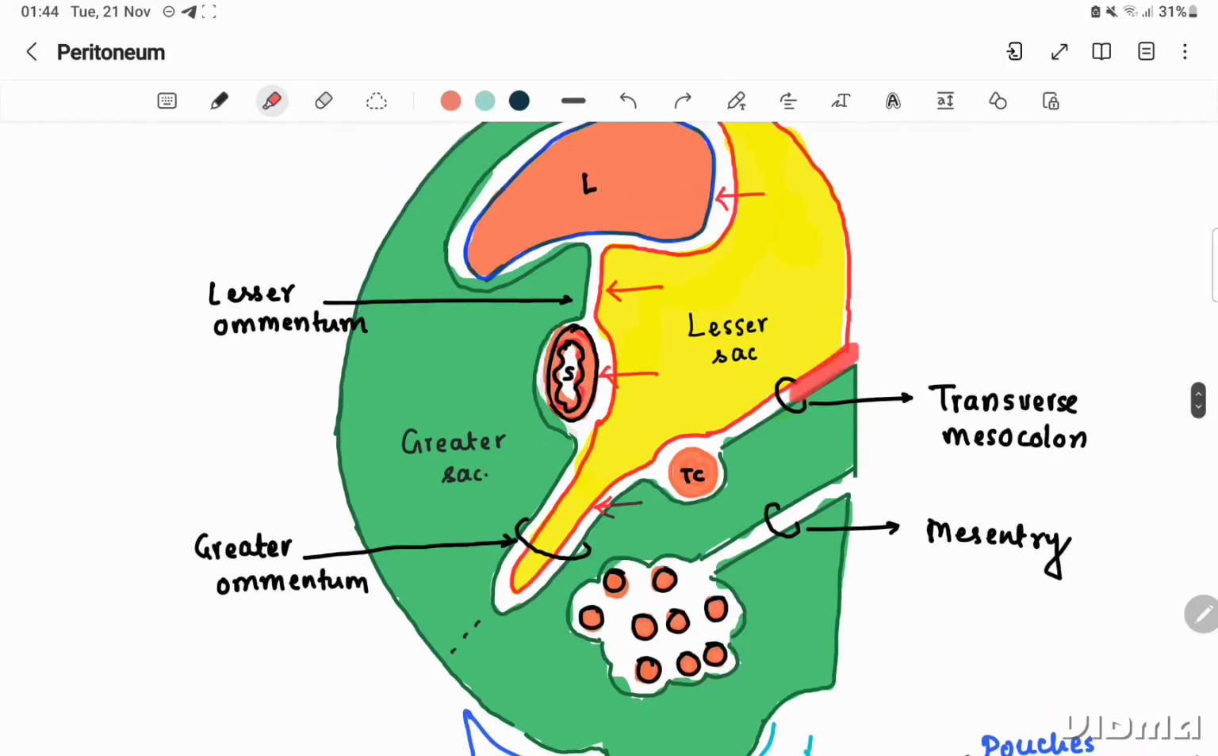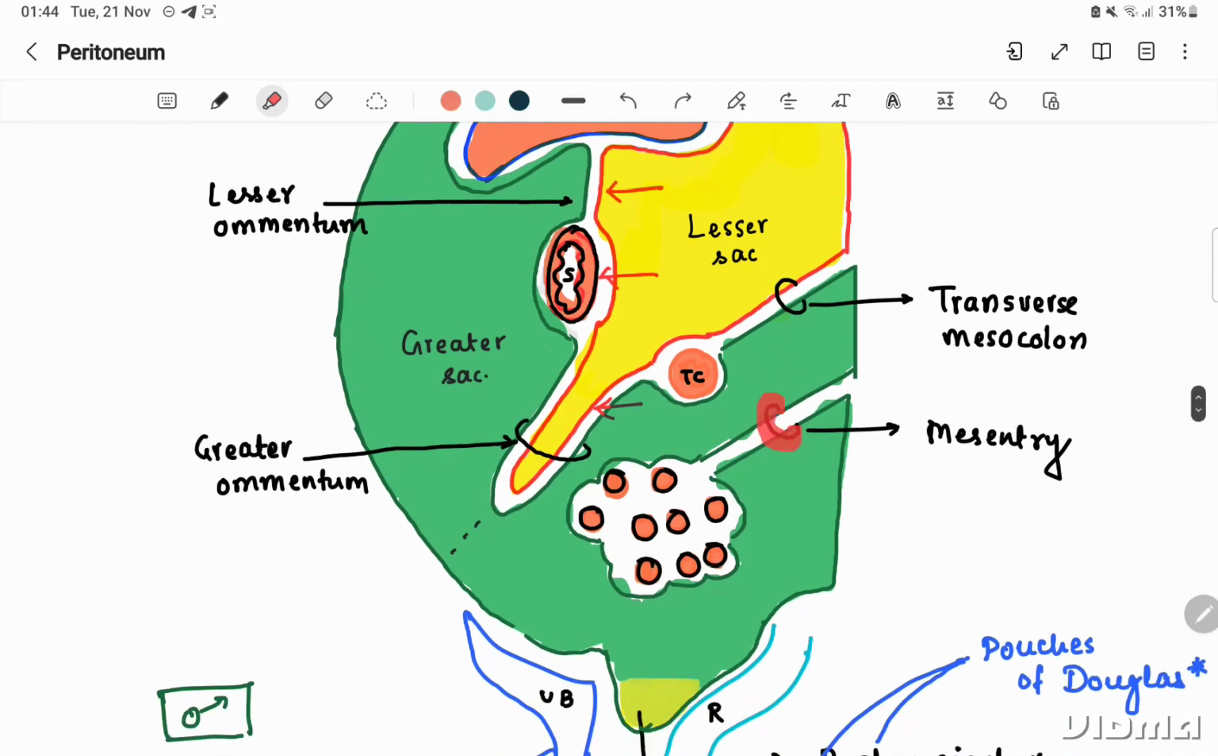Understood? And the part of peritoneum surrounding the transverse colon is called the transverse mesocolon. This is called a mesentery.